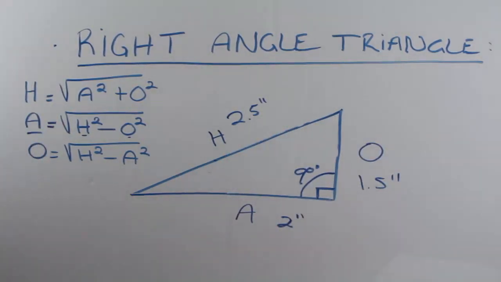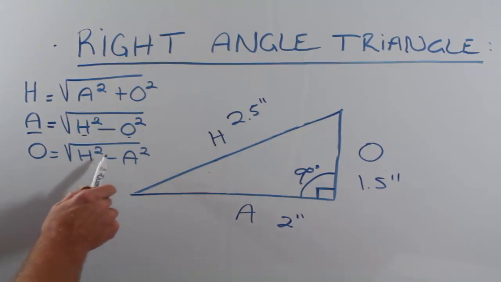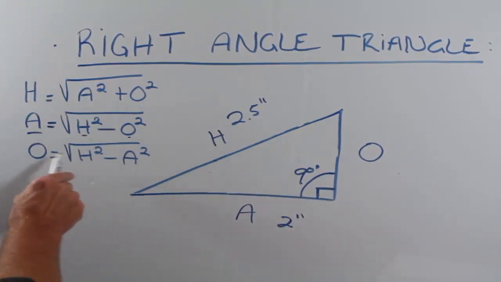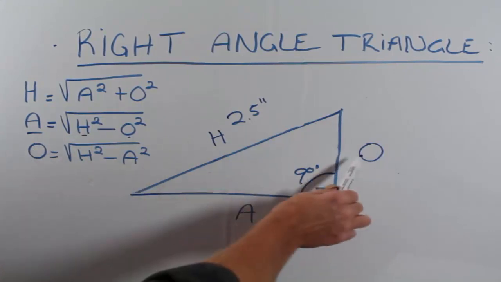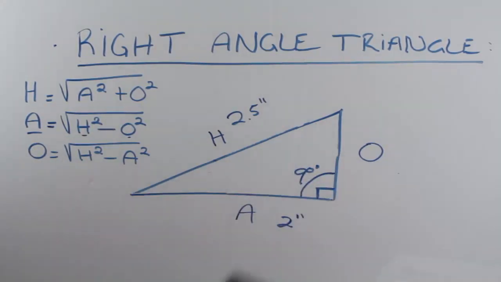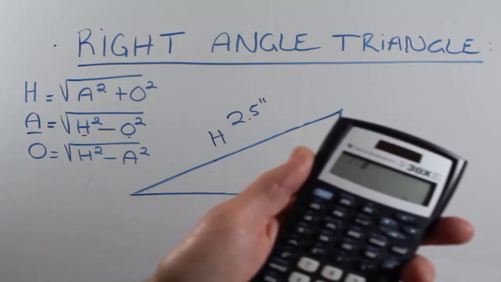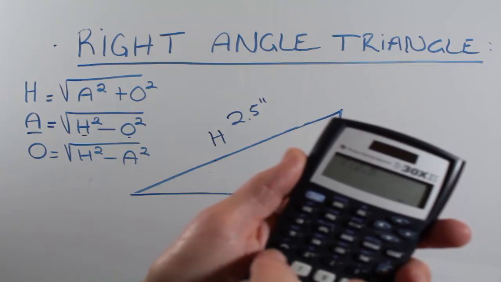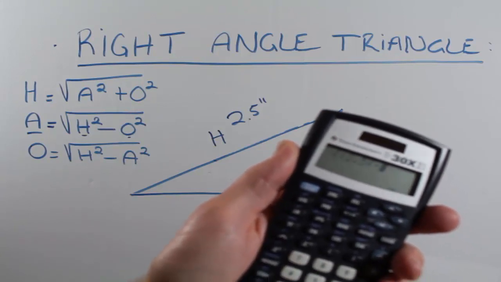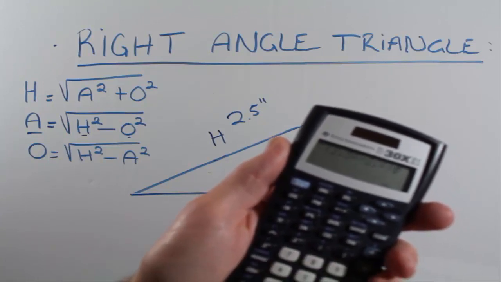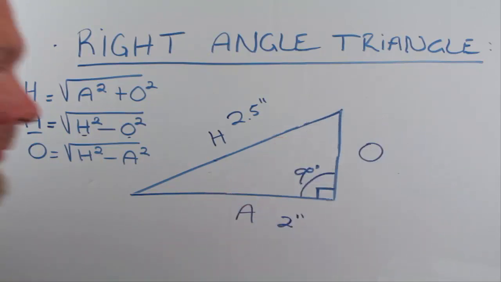So we're back to 2 inches. Alright, so we got one left, O, is the square root of H squared minus A squared. So let's say that we don't have this. We use this formula to find the opposite leg. And first thing we're going to do is take the square root of 2.5 squared minus 2 inches squared equals back to 1.5.